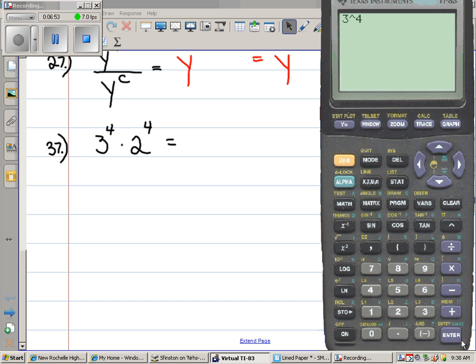3 to the 4th, it enters 81. 2 to the 4th, 16, and then 81 times 16 is 1296.